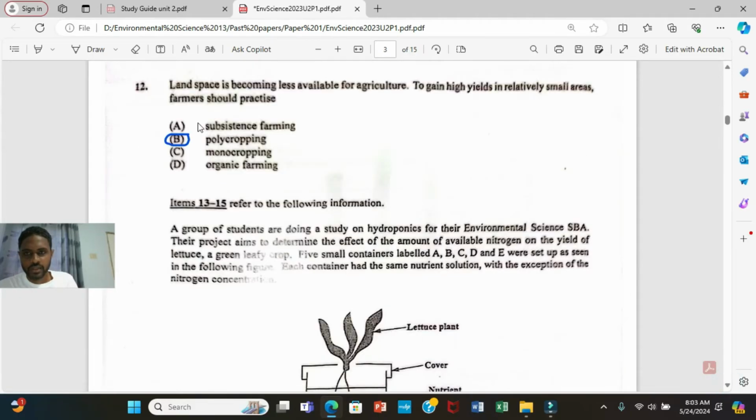All right. Number 12. Land space is becoming less available for agriculture. To gain high yield in a relatively small area, farmers should practice... Well, the best answer here, guys, would be B, polycropping, where they plant multiple crops. You can plant crops that grow tall while you plant crops that grow very low. The best answer would be polycropping, but if you had vertical farming here, that would be even better.